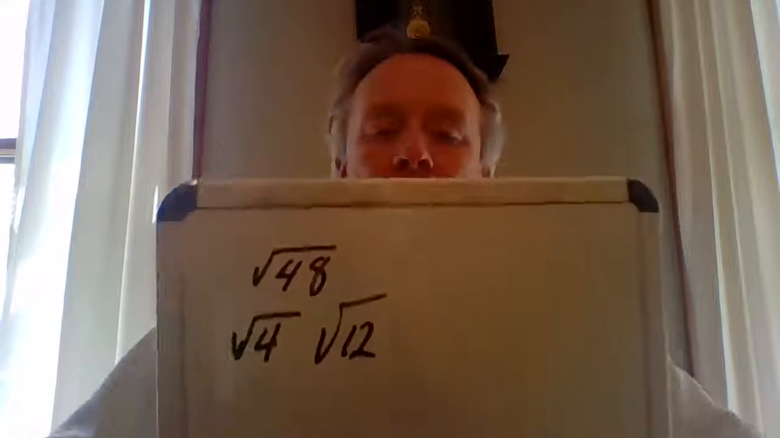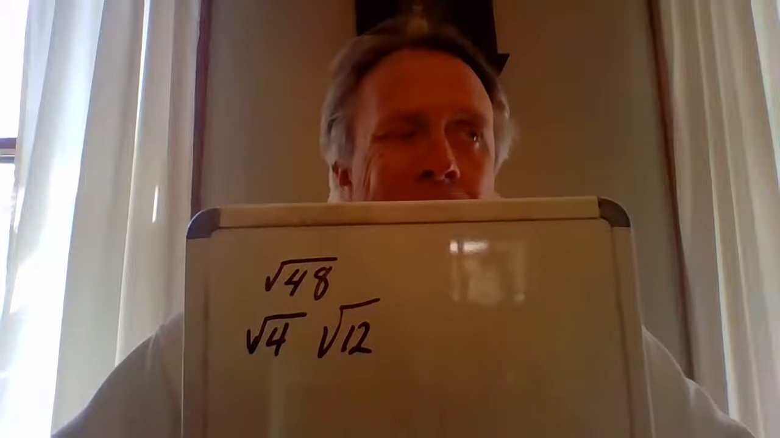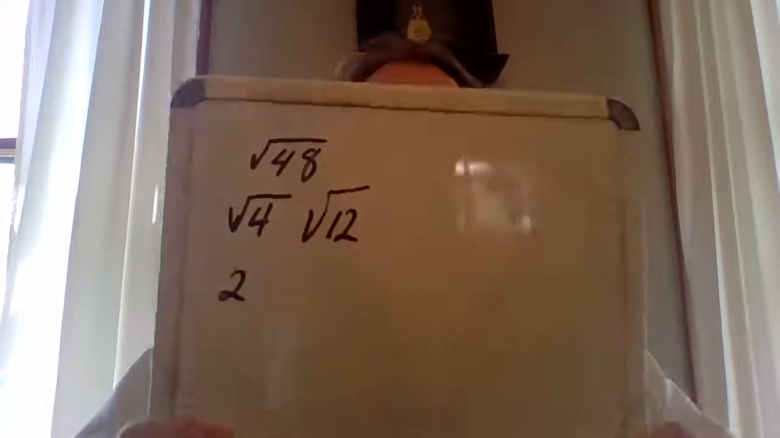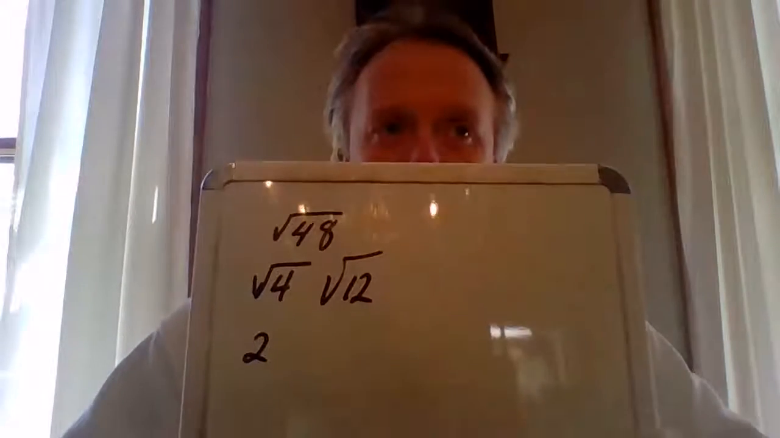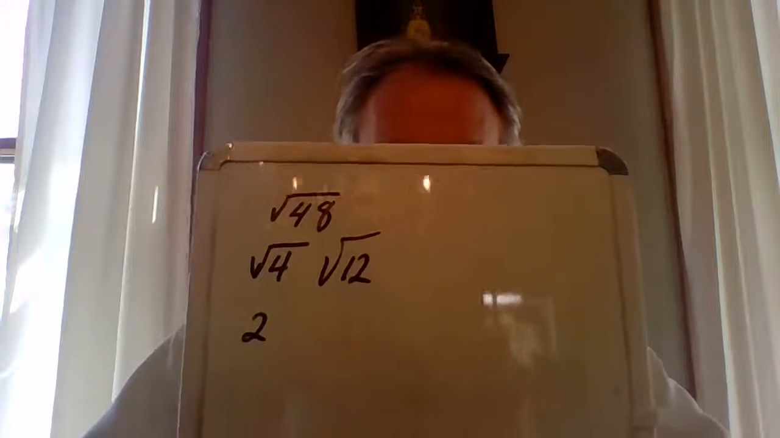So I'm going to write that under a radical sign, each of them individually. So I have the square root of 4 and the square root of 12. What is the square root of 4? That is 2. And this radical here, I can break down even more because a perfect square goes into 12, and that is 4. And it's 4 times 3.